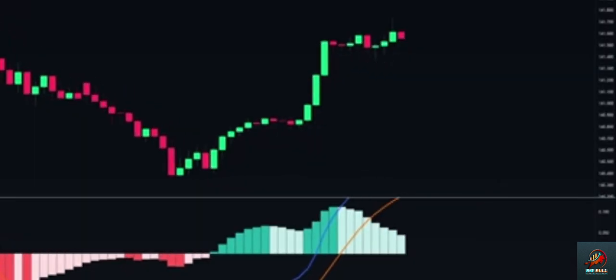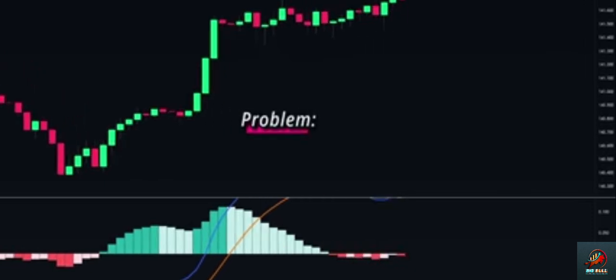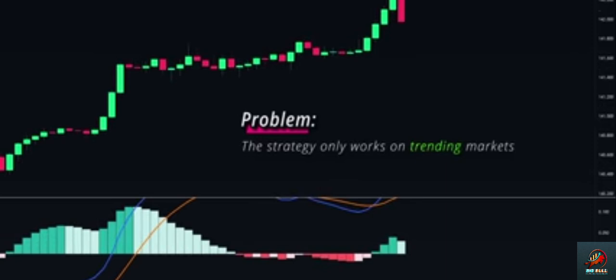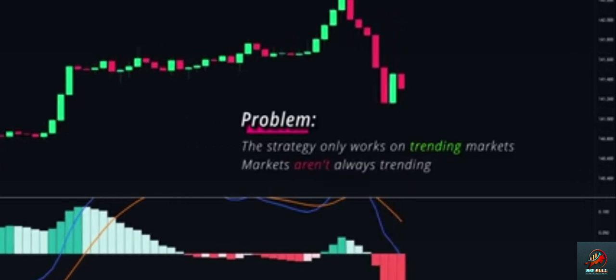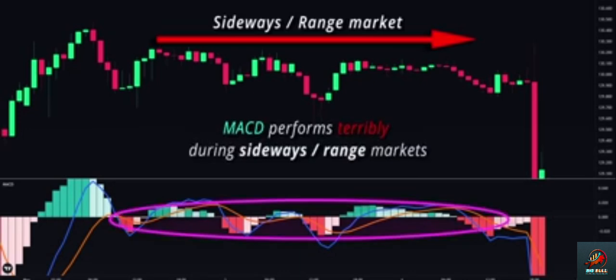Now, this may seem like a good and simple strategy. However, a common problem with this strategy is that it only works on trending markets. And as we all know, markets aren't always trending. It can also move sideways or within a range like this. And because of that, the MACD indicator would perform terribly during this type of market. Like in this example here.